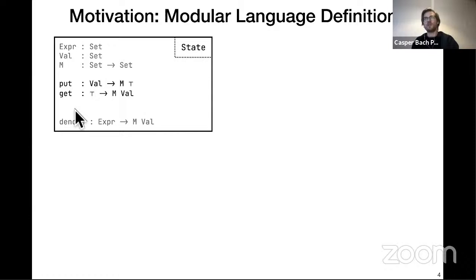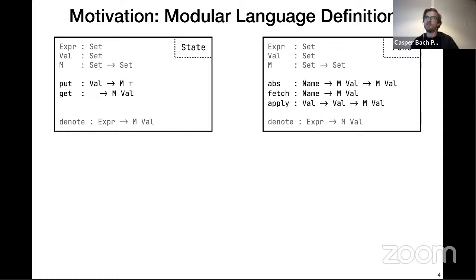And what we want to do is we want to be able to define languages that have effects in a modular way, effects such as state, but also effects such as functions. So over here, I have another language fragment, which has, again, a denotation function, which associates expressions to computations that yield values. But now we have a different set of operations for this language over here. We have an abstraction operation, which takes a name. So it binds a name, and it takes a computation for constructing the body of the value, as the body of the abstraction. We have a fetch operation for looking up a named variable. We have an apply operation for applying a function to an argument.